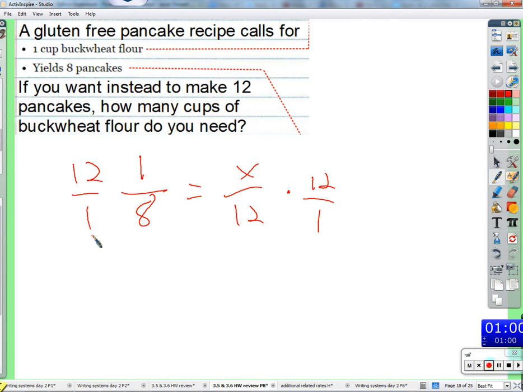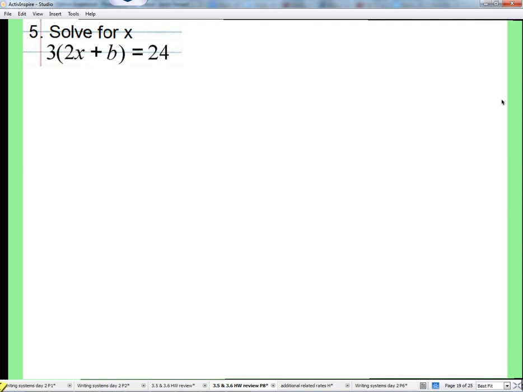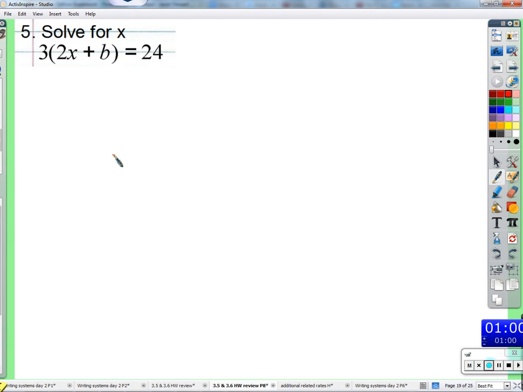Yes? 12 over 8 equals x, and we can simplify that a little bit. 3 over 2. Okay. 1.5 cups of flour, buckwheat flour. Wait, so 12 pancakes equals 1.5 cups? Yeah. Actually, it's 1.5 cups to get 12 pancakes.